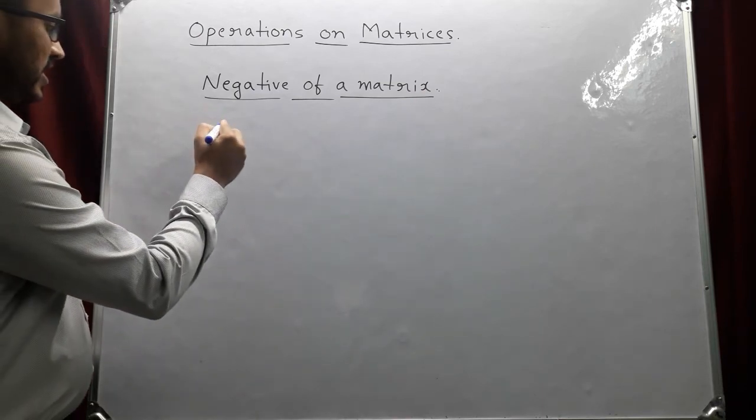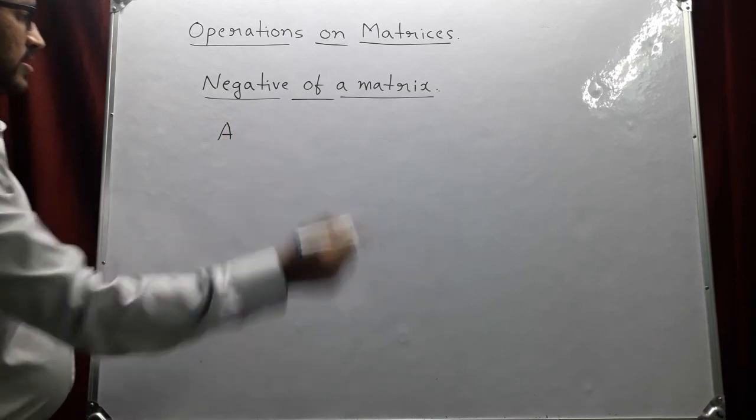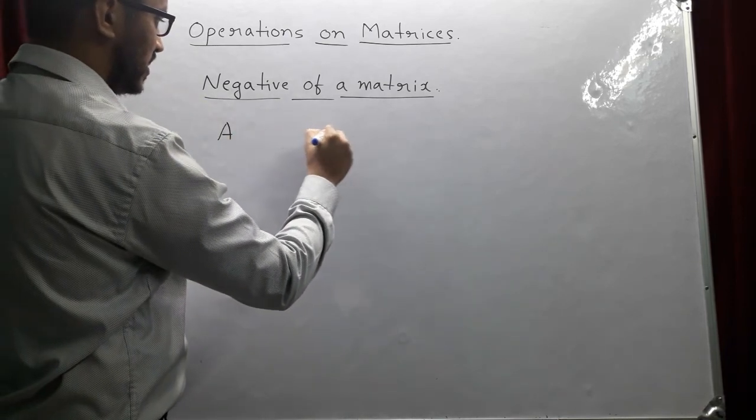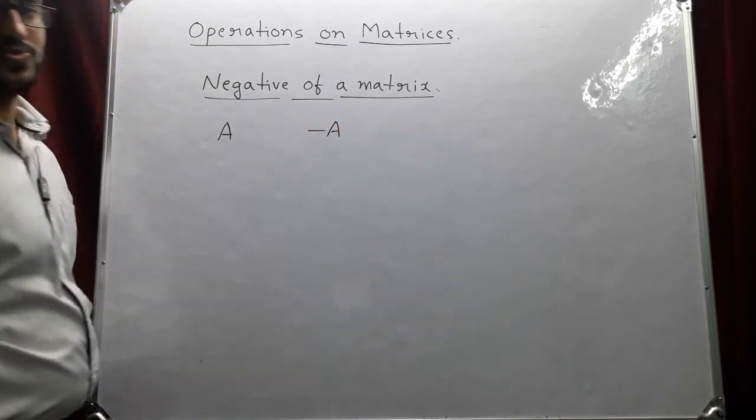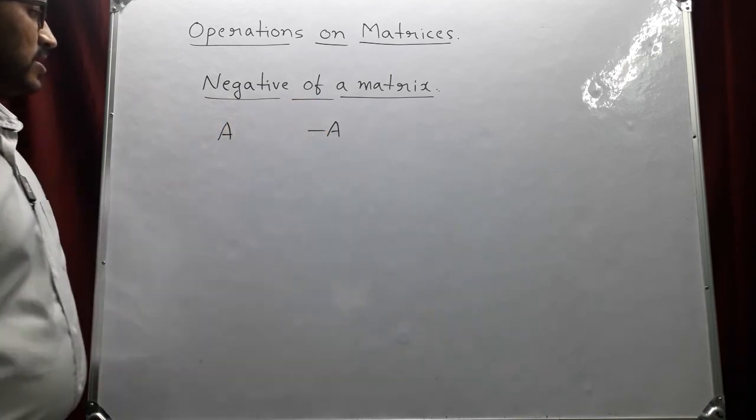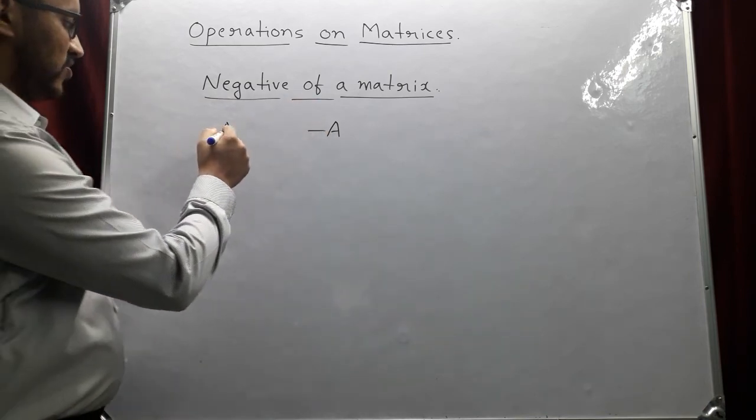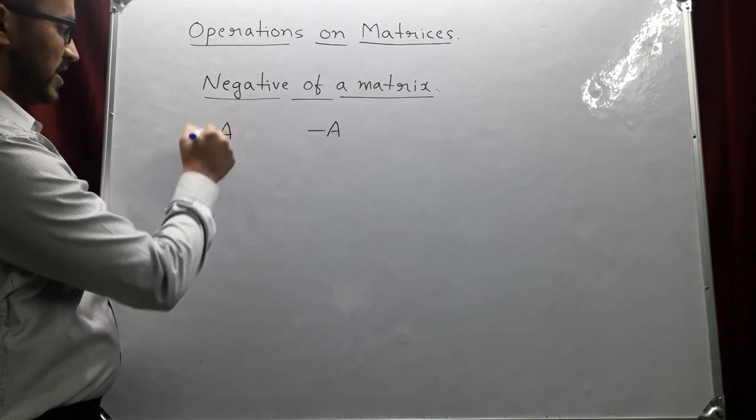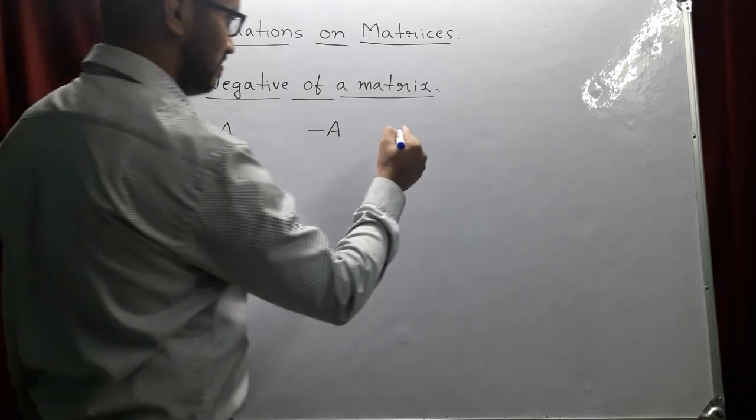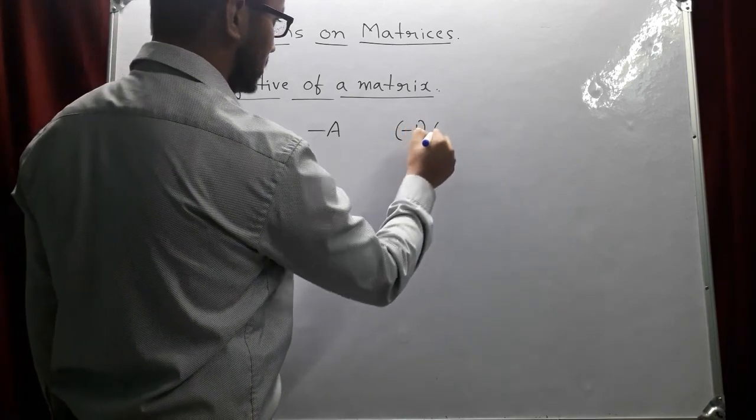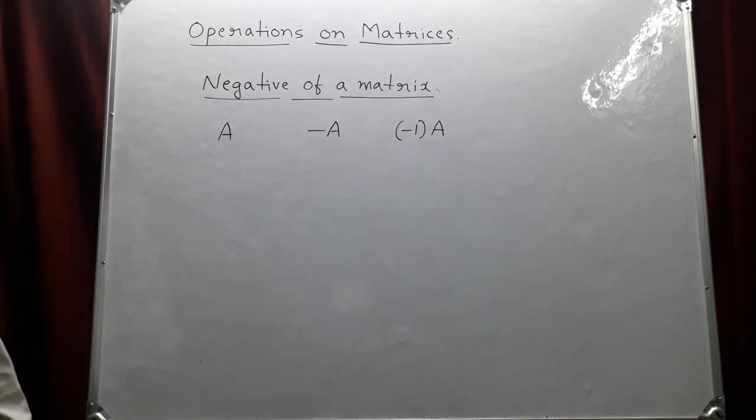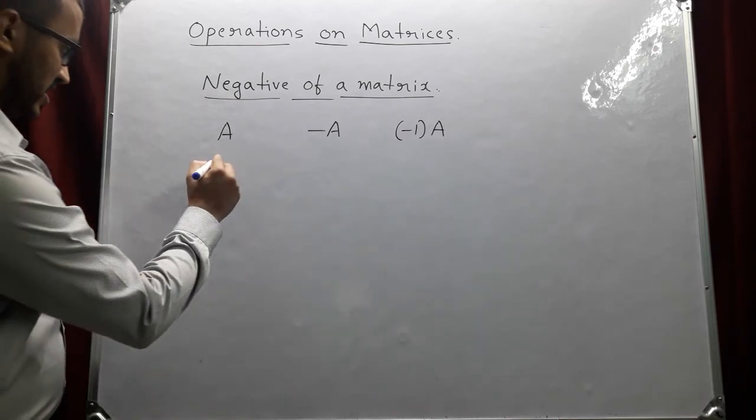Suppose we consider any matrix A. Then the negative of the matrix A we are going to denote by minus A. How do we obtain the negative of the matrix A? We obtain it by multiplying the matrix A with minus 1. If you multiply the given matrix A with the scalar quantity minus 1, you get the negative of the matrix.